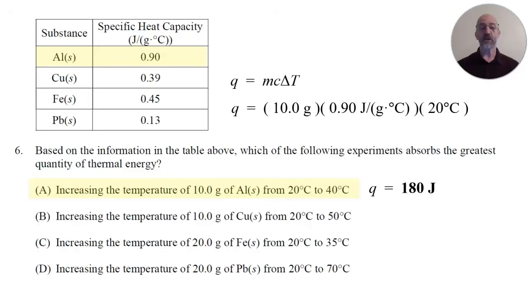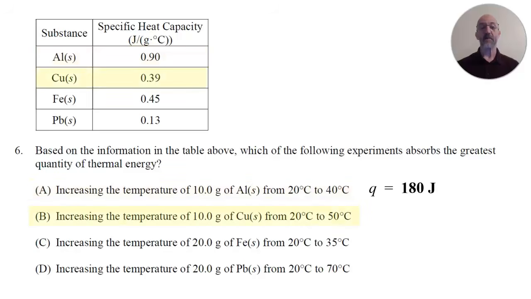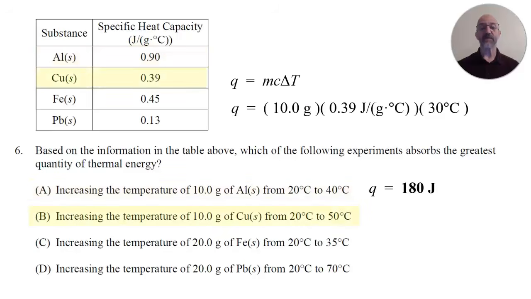Now moving on to choice B, we have a mass of 10 grams of copper. The specific heat capacity is 0.39 joules per gram degrees Celsius. And changing from 20 degrees Celsius to 50 degrees Celsius, that would be a difference or a change of 30 degrees Celsius. So 10 times 0.39 times 30, and we get approximately 117 joules.